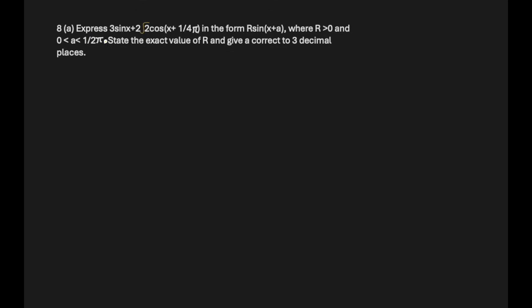Question number 8. Express 3 sin x plus 2 square root 2 cos (x plus 1/4 pi) in the form r sin (x plus a), where r is positive, and a lies between 0 and half pi. State the exact value of r and give a correct to 3 decimal places. So, the exact value of r. There are shortcuts also, but let me show you the whole process.